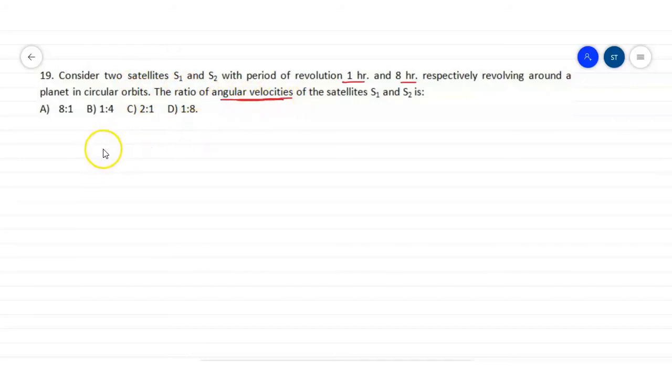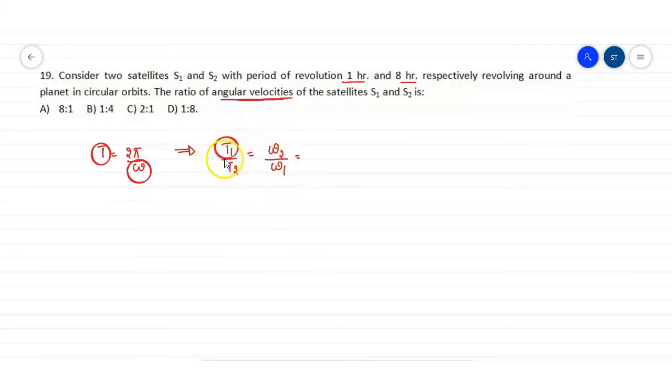We know that the time period T can be written as 2 pi upon omega. Means time period and angular velocity will be inversely proportional to each other. If they are inversely proportional to each other, then we can write T1 by T2 is equal to omega 2 upon omega 1.